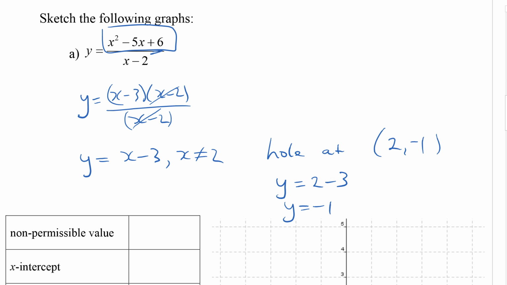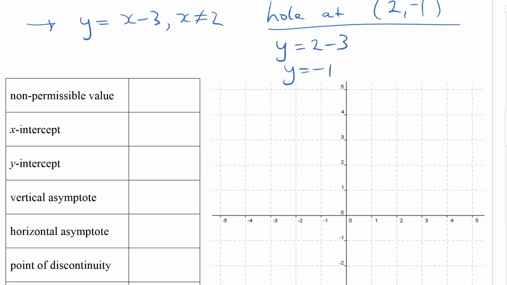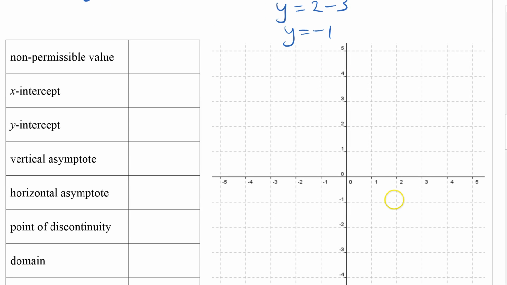So again, to find out where the hole is, I take my new version of the graph. I wouldn't put it in the original one because I'd be dividing by 0. So I take my y is equal to x minus 3, and I put my x value of the hole in there, and I find out what the y value is. So I'm going to graph that right away. I'm going to put 2 and negative 1 is where this hole is going to be. So there is that hole right there.